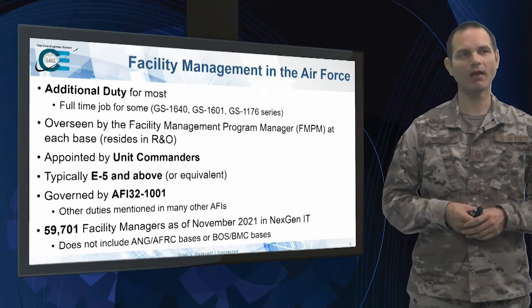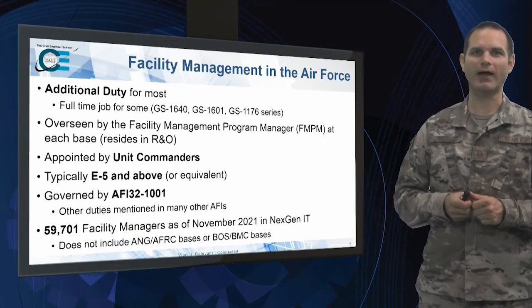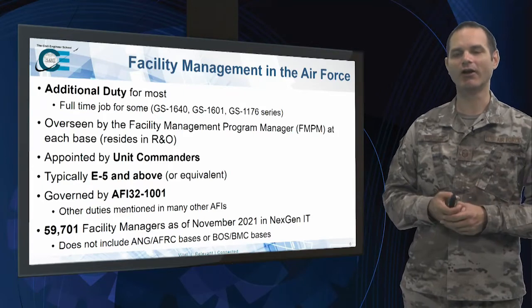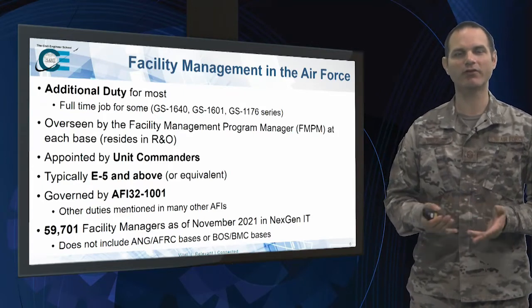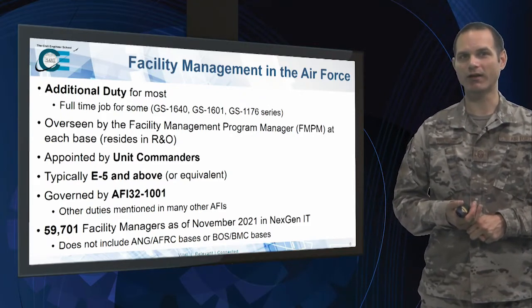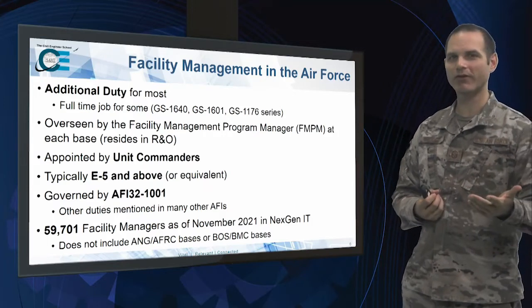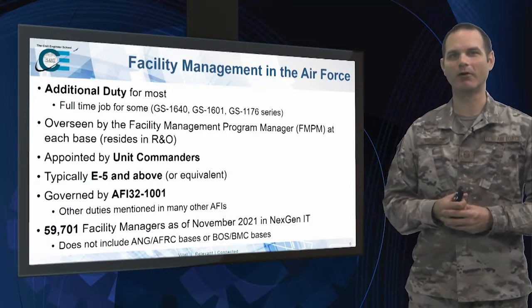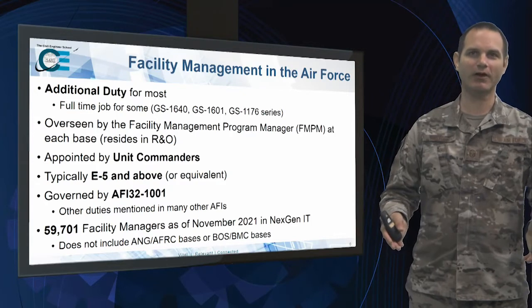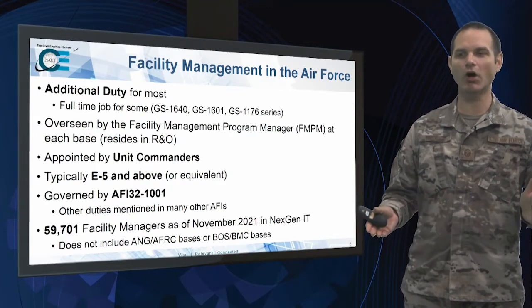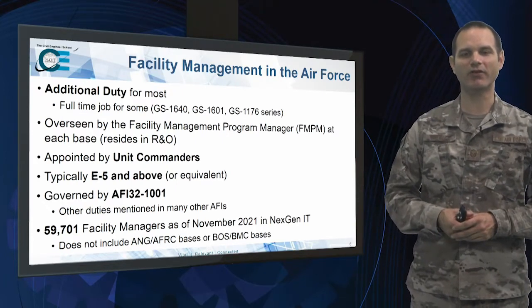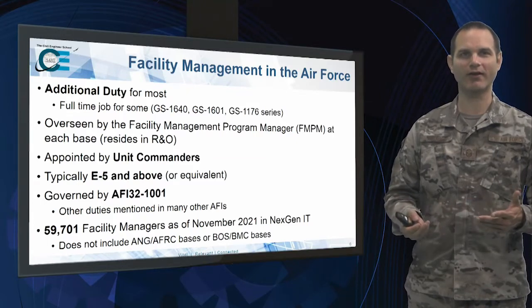The facilities management program is overseen at the base by your facilities management program manager, that FMPM we talked about earlier, and they reside in your R&O. A lot of times these are going to be your 3E6s or your civilian 3E6 equivalents overseeing the program. Facility managers are going to be appointed by the unit commanders, and the reason we have unit commanders doing that and not somebody below that is that the unit commanders are the ones given custodial ownership of those facilities. Obviously, they don't own the facilities. The Air Force and the DoD own the facilities, but they are given custody of those facilities to make sure that those facilities are taken care of and the missions inside of them are completed.